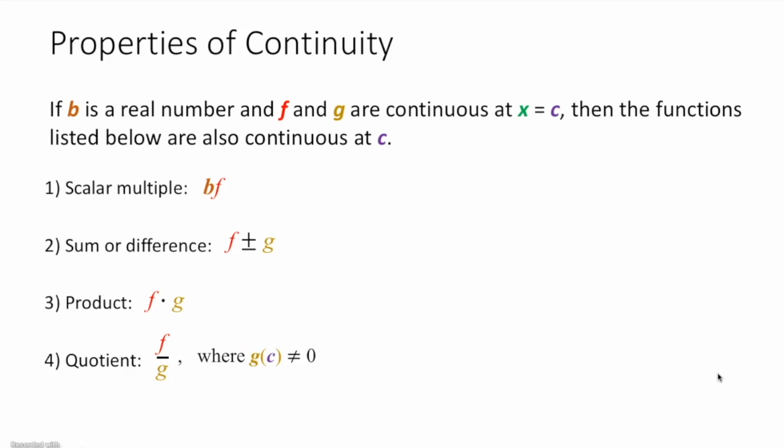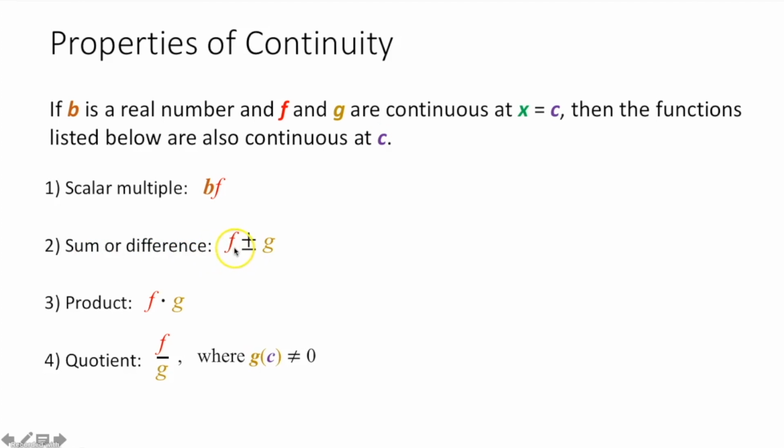Now, properties of continuity. This says if b is a real number and f and g are continuous at x is equal to c, then the functions listed below are also continuous at c. So first, the scalar multiple, b times the function f. If we multiply our function by a number, it is also going to be continuous at c. If we have a continuous function multiplied by a number, then this new function is also going to be continuous at c.